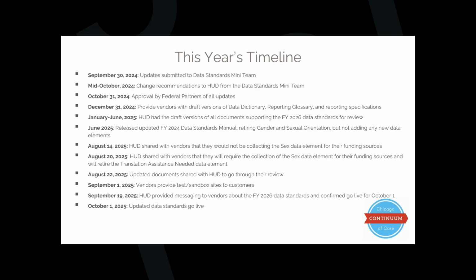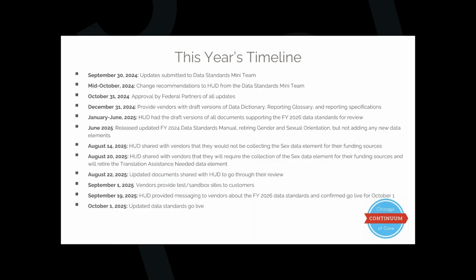In June of 2025, HUD did release an update, but it was to the fiscal year 2024 data standards manual. And in that, it did retire gender and sexual orientation. It didn't add any new data elements, but it was just an update to the 2024 fiscal year data standards.